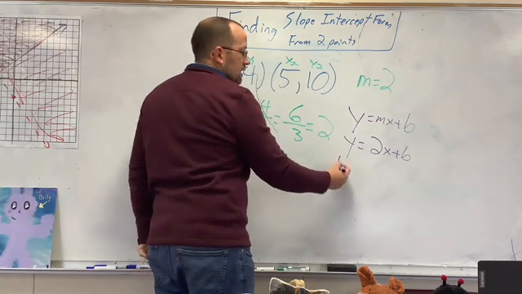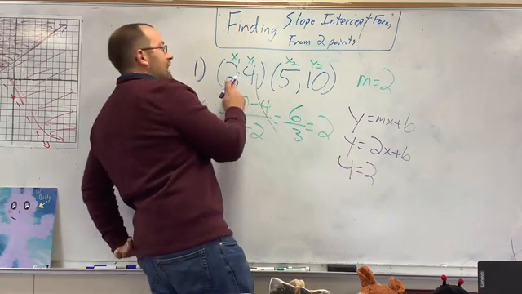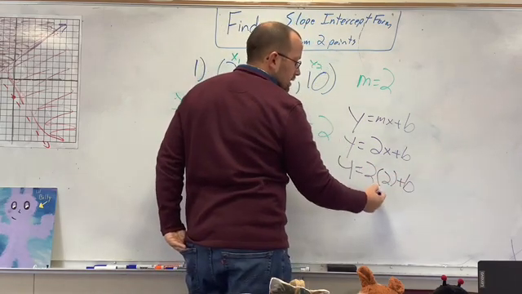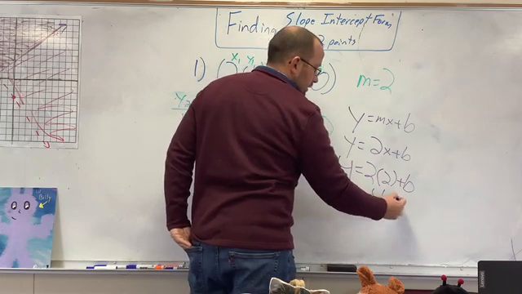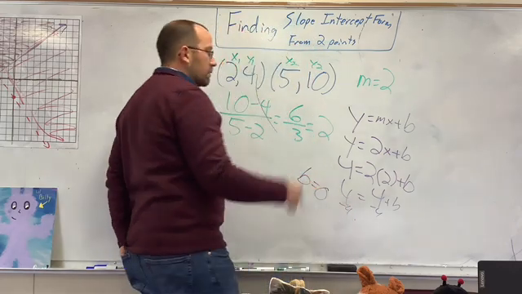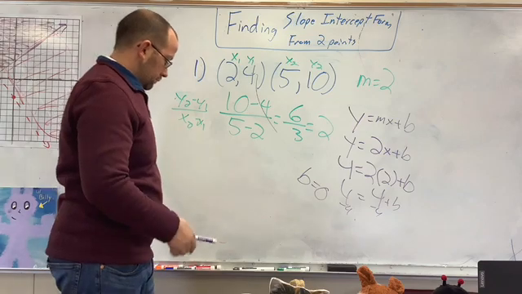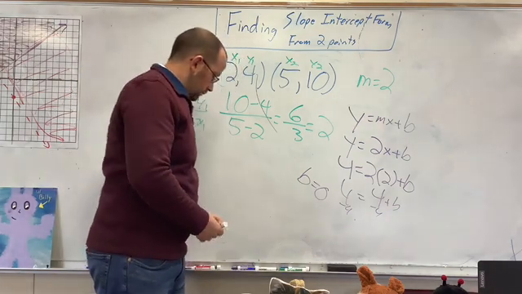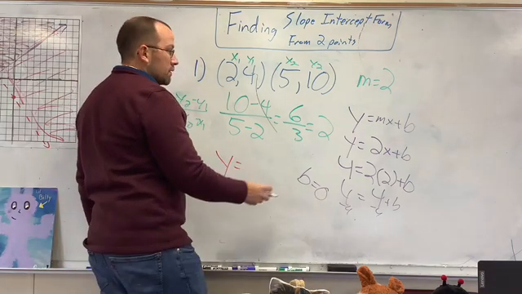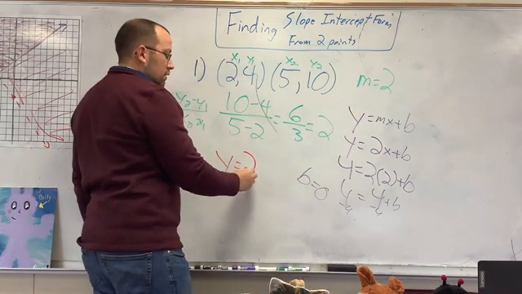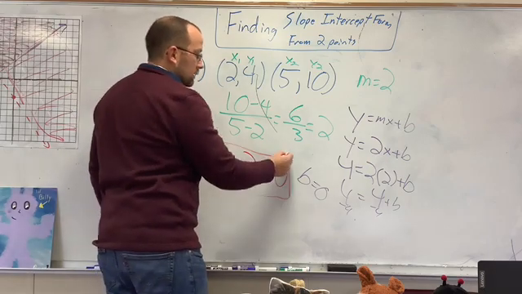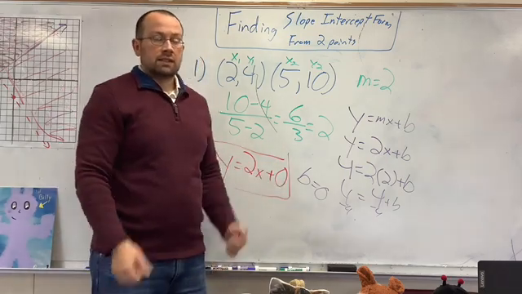So my y is 4, my x is 2. So simplify that, 4 minus 4, minus 4. So my b is equal to 0. So my final answer here is y equals what my slope is, which is 2x, and then what my y-intercept is, which is 0. And that's how you do it.